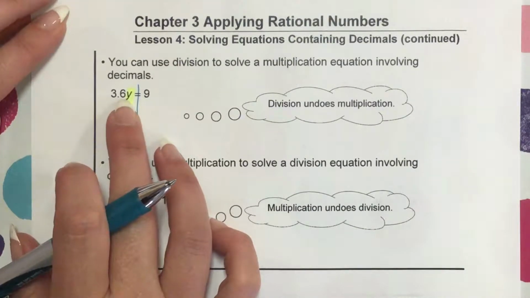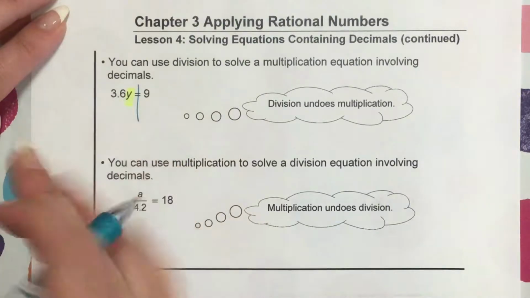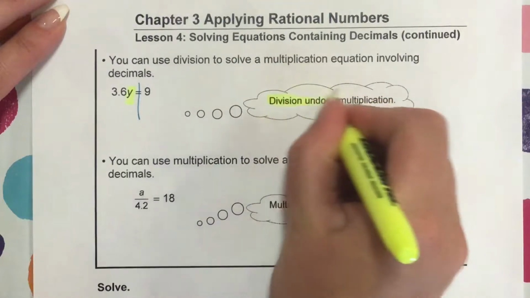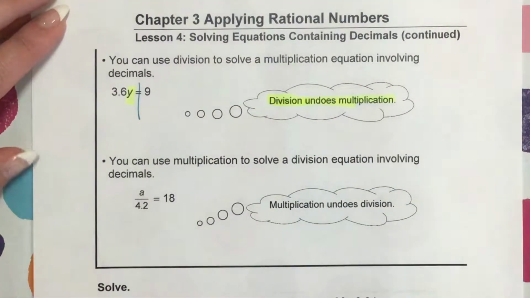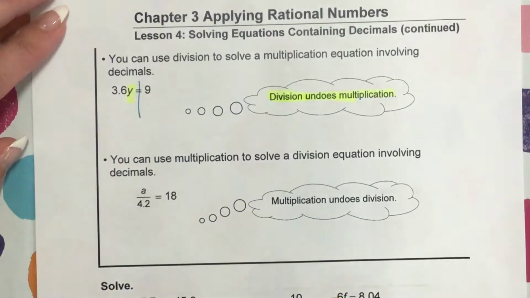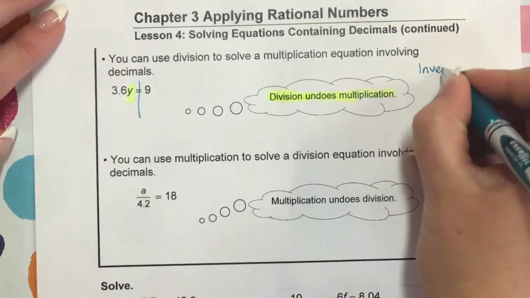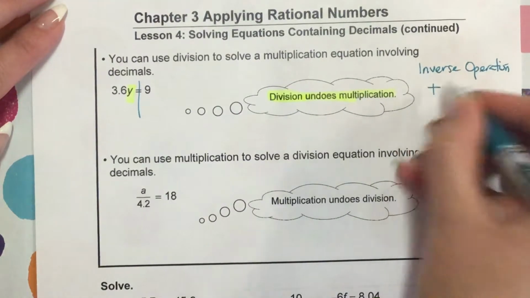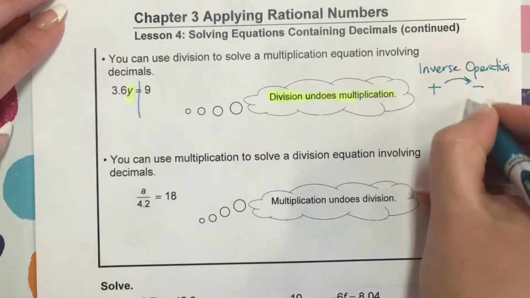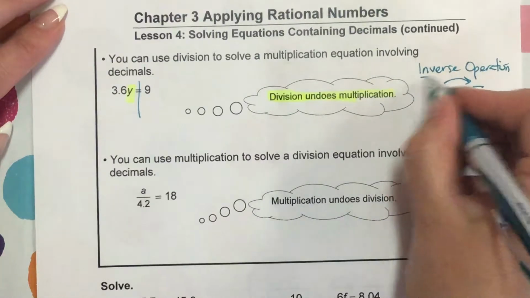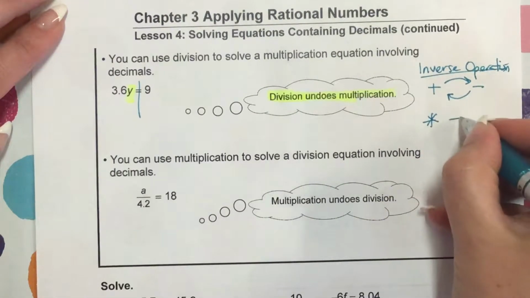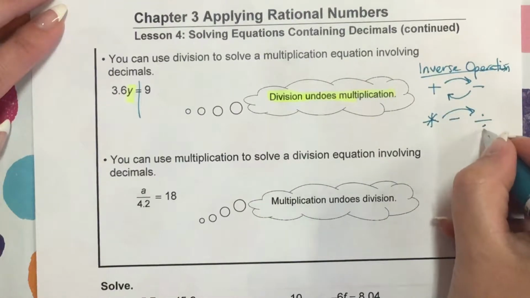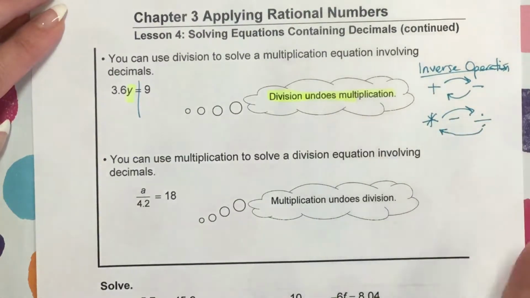And so we have to do the inverse operation of multiplication, which would be division. Remember, division undoes multiplication. And just to review on our inverse operations, remember, we just did a bunch of problems with inverse operations, addition and subtraction. They are inverse operations of each other. And also multiplication's inverse operation would be division, and division's inverse operation would be multiplication.